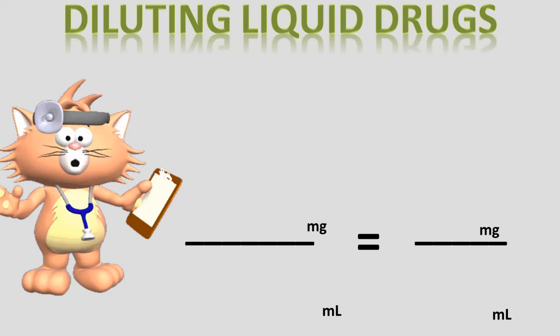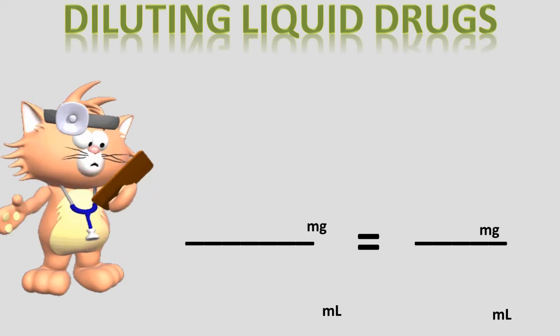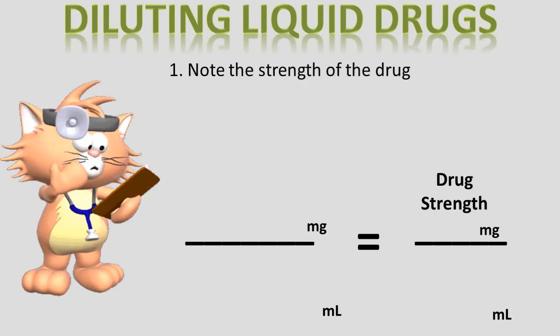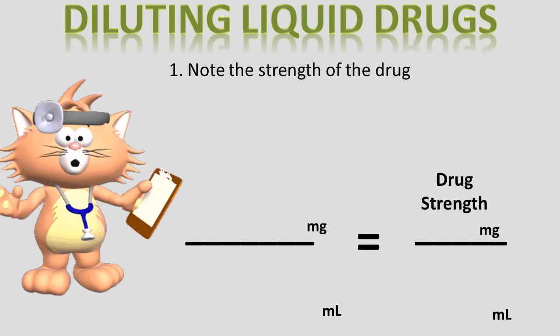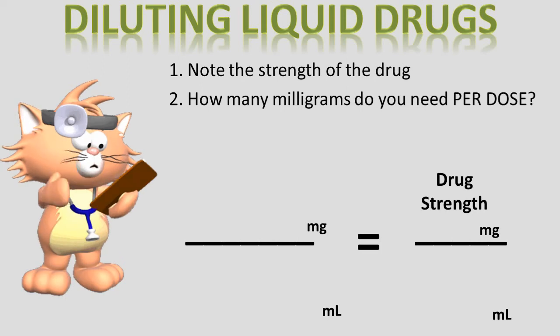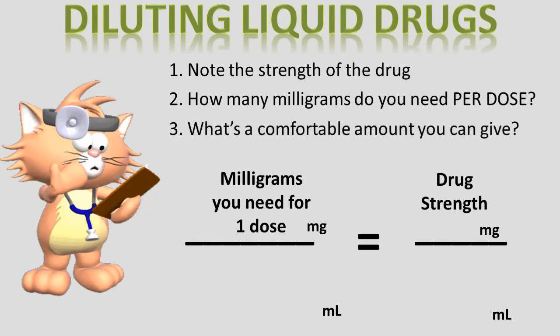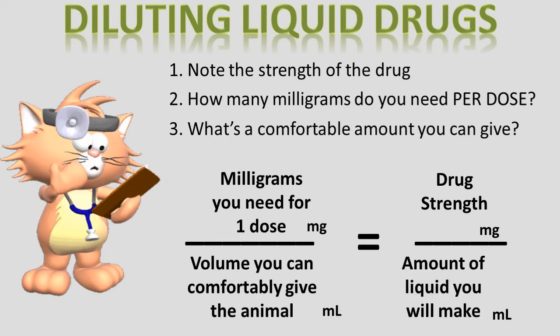Diluting liquid drugs to a weaker strength is similar, but with one additional step. The first 3 steps are the same. We take the strength of the drug, put that drug strength here. We don't use the per volume in this step yet, but keep it in mind. Next, determine how many milligrams of drug you need per dose. Put that number here. Then estimate what volume you can comfortably give that animal to drink. Put that number here. Cross-multiply and use your answer for the next step.